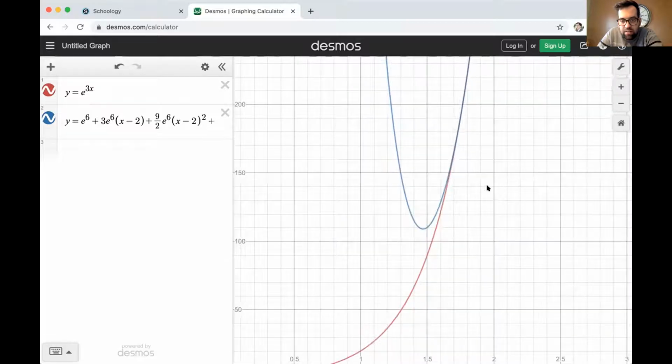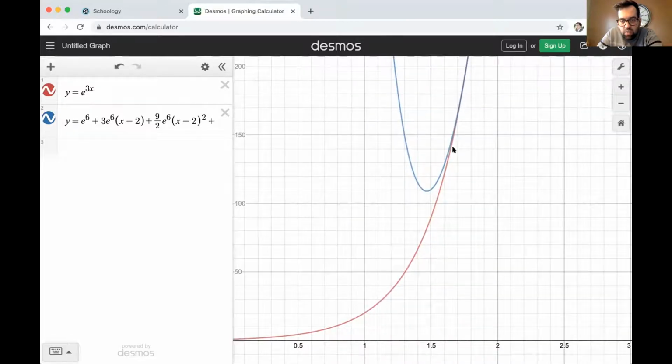If I go back down, yeah, as I get close to 1.5, it's just going to pop back up like that. But right around x equals 2 is where we say we're centered, and that is where we are a good fit. And that's because this polynomial has the exact same position and first 4 derivatives as y equals e to the 3x. So that's why it matches so well, okay? So that's what we're working with here. Let's go back to the notes.